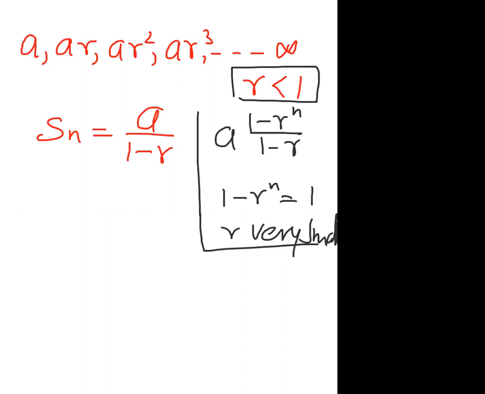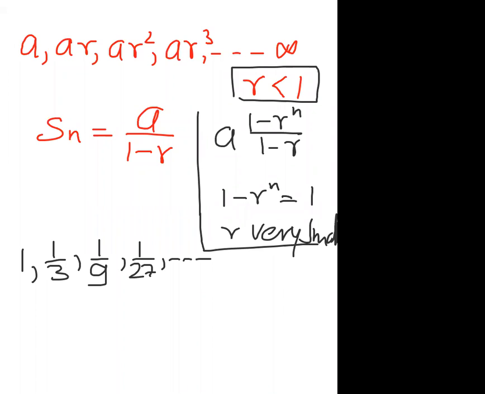So now one question I'm taking so that you will be able to understand it in the best way. So the question is 1, 1 by 3, 1 by 9, 1 by 27, and so on. Now we are going to calculate the sum of this infinite GP.